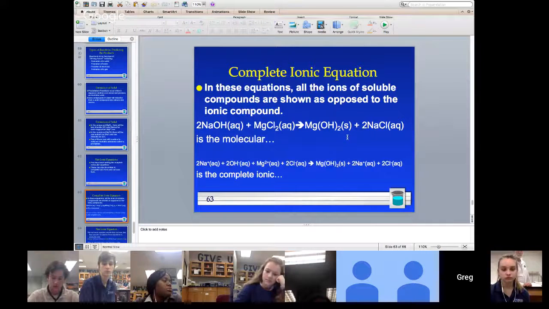That's a solid, which means that it does not break apart. And you see how we have to write that as one single compound. Then we go back to NaCl, which is aqueous, and that means we have two Na pluses and two Cl minuses. Any questions here so far?